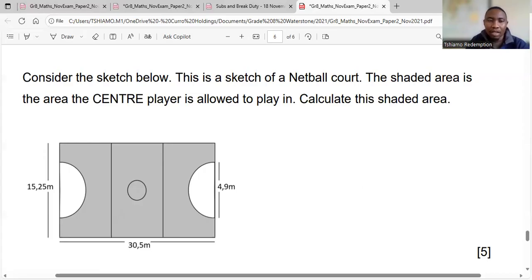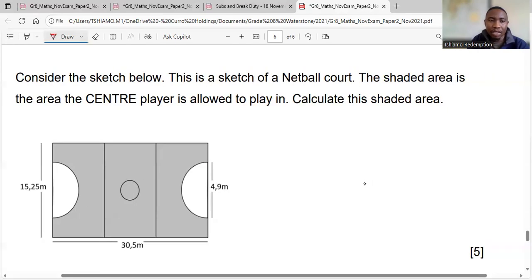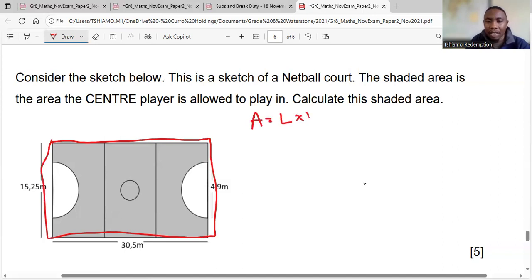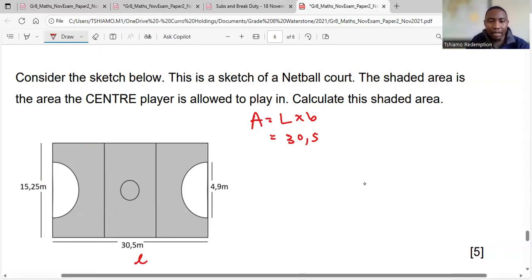So firstly, what is the shape of the netball court? This whole shape, what is it? This whole shape is a rectangle. Do you all agree? So I'm going to use the area of a rectangle as length times breadth, whereby this is the length, and this is the breadth. Can you see? Look here. This 4,9 is only from here to there, and this 15,25 is for the whole thing. So the breadth will be 15,25.